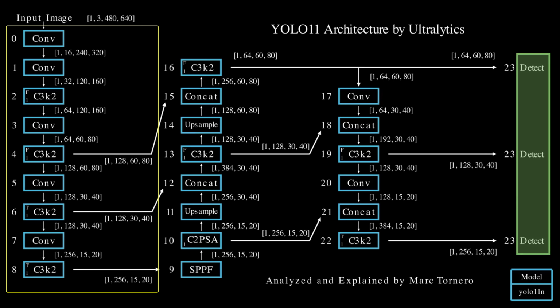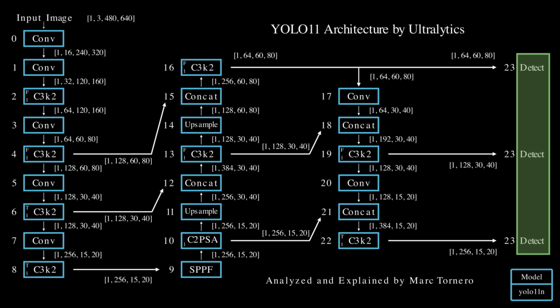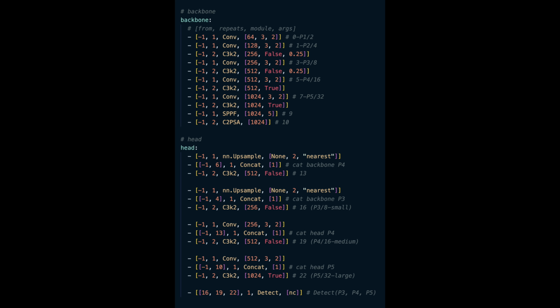Think of the backbone as the eyes of the model. It scans the image and builds a deep, multi-layered understanding of what's in the scene. In this YOLO11 architecture, both the SPPF and C2 PSA blocks are defined within the backbone section of the model, as seen in the official Ultralytics YAML file. This means they are treated as part of the feature extraction process, refining and enhancing the representations before passing them to the head for detection.